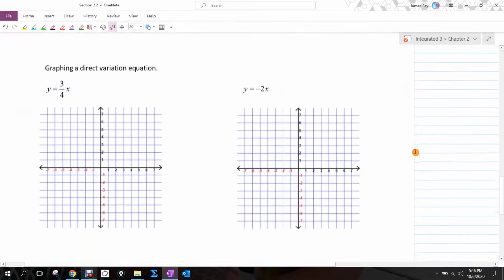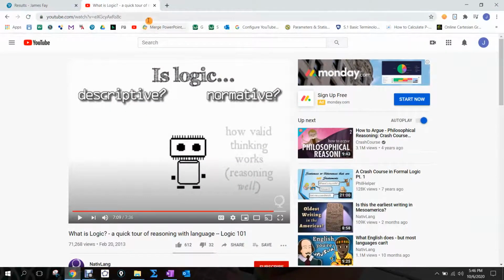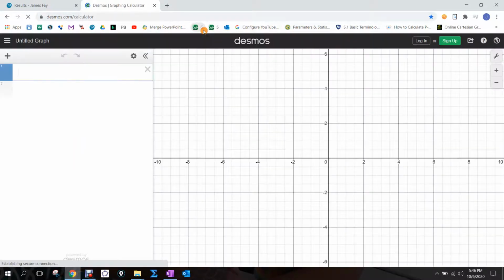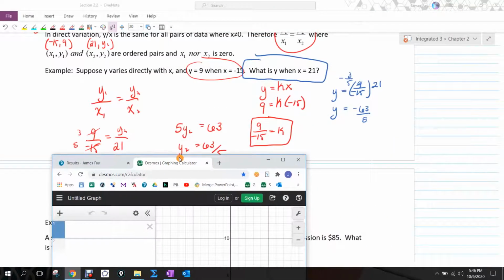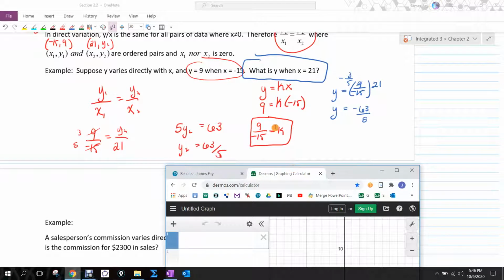Something with direct variation, and we're going to see some examples of this in a moment. Everything in direct variation is going to be a line that passes through (0, 0). Right now, I know that we said our k value was negative 9/15. So if I just write y equals negative 9/15 times x, it should graph that.